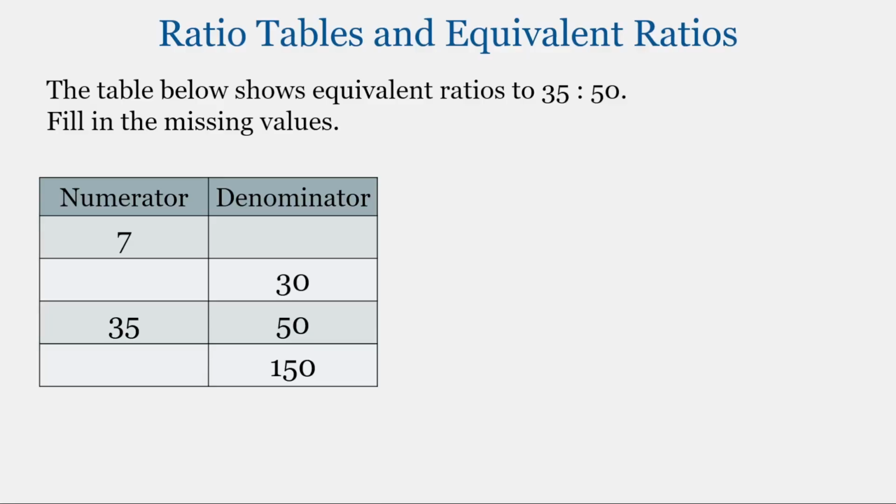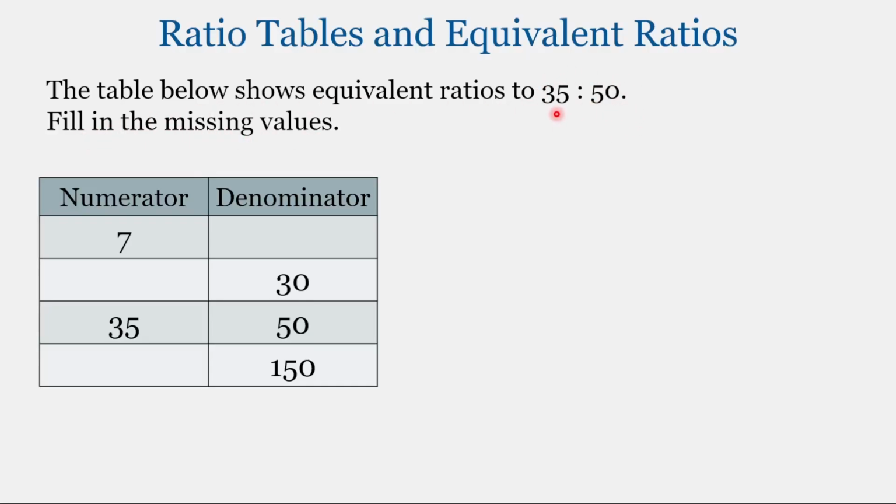When I used to work in a lab, we scaled recipes based on whether or not we needed 100 mils of a solution or 10 liters of a solution. So let's practice creating a table of equivalent ratios. The table below shows equivalent ratios for the ratio 35 to 50, and we're asked to fill in the missing values.